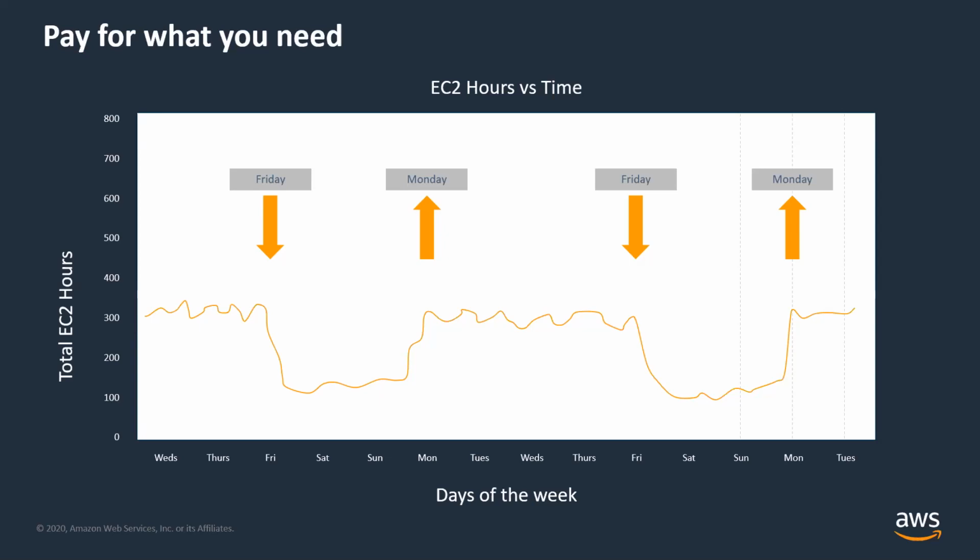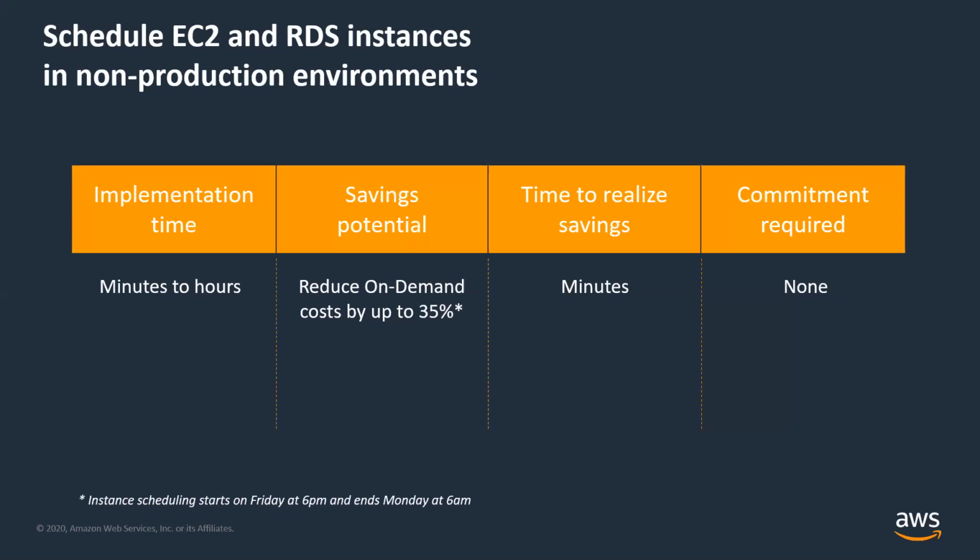In this graph, for example, you can see how elasticity is being leveraged over the weekend to reduce EC2 cost. And it takes minutes to hours to implement depending on environment size and complexity. Customers who use this solution to shut their instances down from Friday 6 a.m. to Monday 6 a.m. We have seen they saved up to 35% of their EC2 cost compared to running those instances on weekends. And these savings can be realized in minutes, and there is no commitment required.